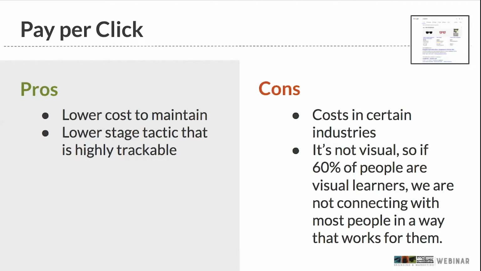Pay-per-click is also not as visual as something like a display ad. So we talk about how 60% of people are visual learners. There's the potential that you're not necessarily connecting with people the way that works for them as you could with something like a display ad.